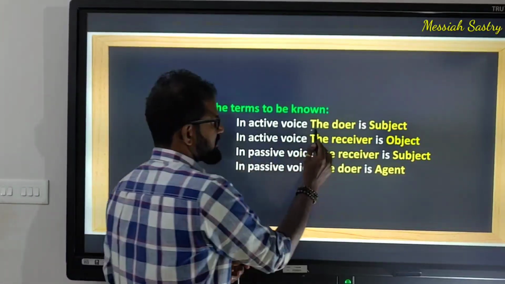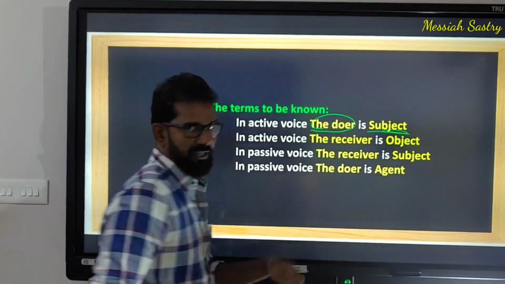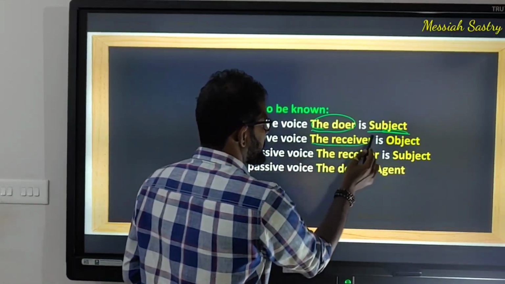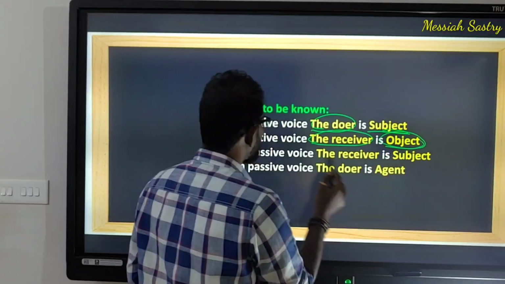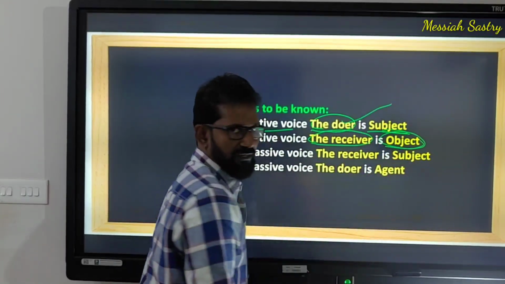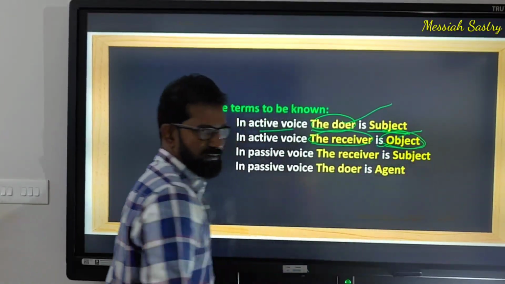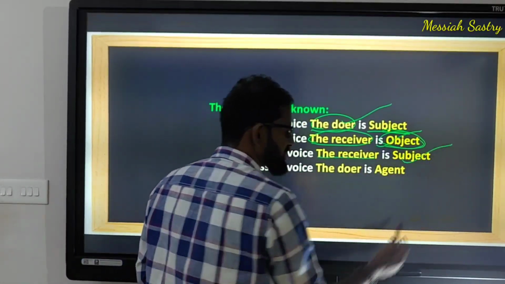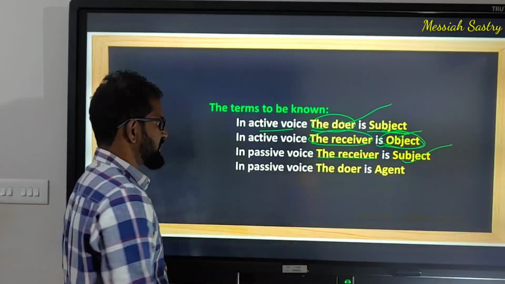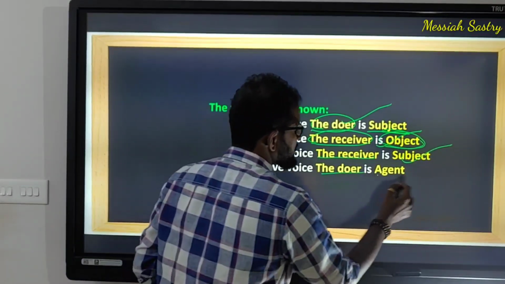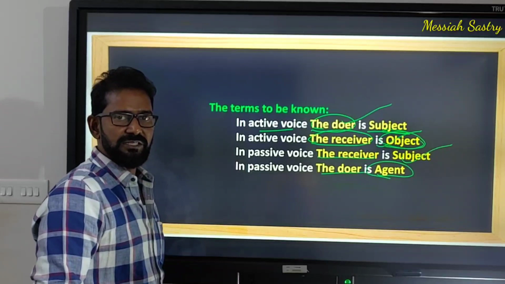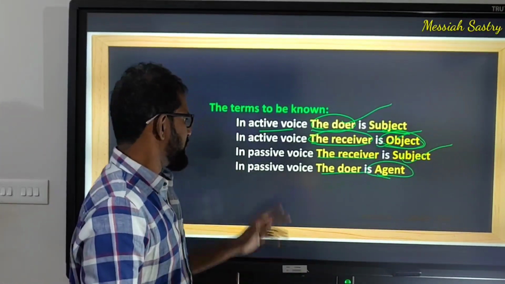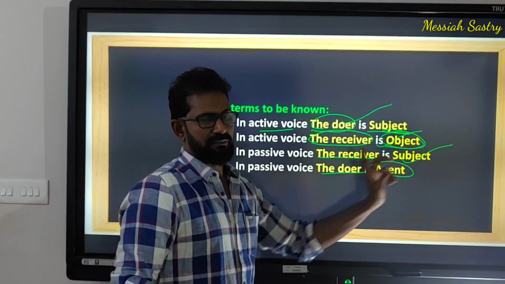In active voice, the doer is the subject, and the receiver is the object. When it comes to passive voice, the receiver is the subject, and the doer is called agent. In passive voice, the doer is called agent and the receiver is called subject.